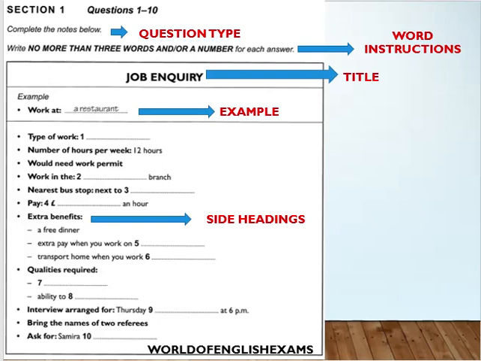Then the next instruction, whatever you're seeing, is the most important one here: 'No more than 3 words and/or a number.' This is the instruction which most people get confused on, and they land on the incorrect answer. I would like to take a minute to tell you what exactly is meant by this instruction and how you can infer and decipher the meaning of it.